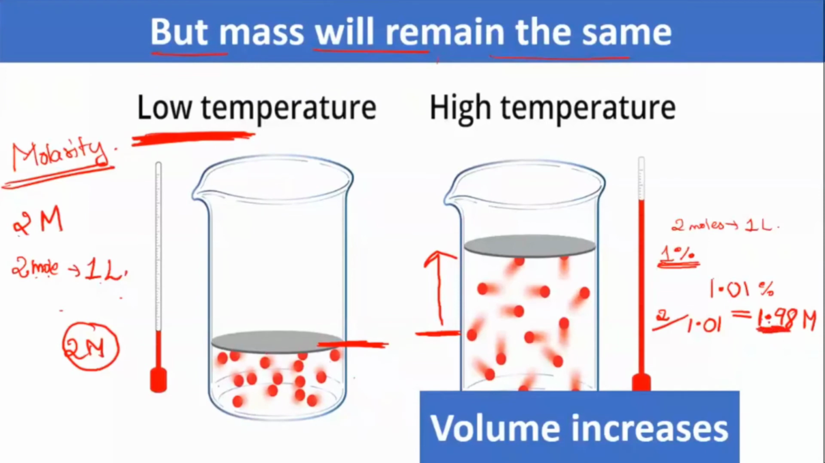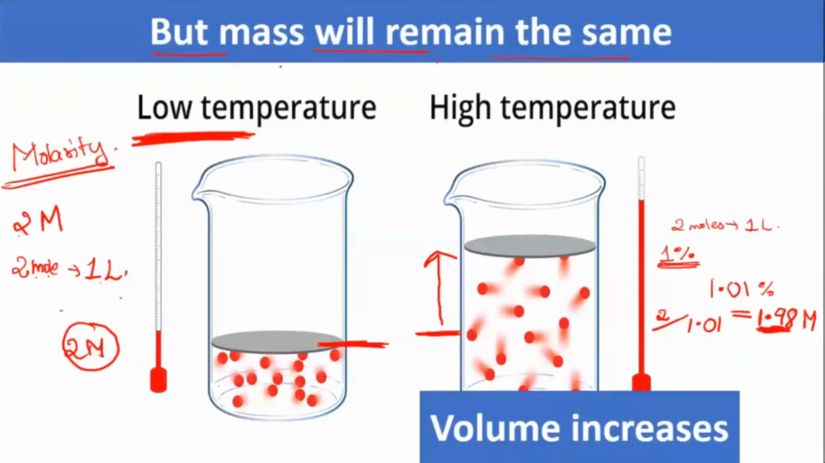So what has happened here? When the volume increases, the molarity is decreasing. See, a slight change in the temperature. When you prepare that same molar solution on a cold day, it remains 2 molar itself. But if you prepare the same thing on a warmer day, because of the increase in temperature the volume is increasing. That volume increase will lead to a decrease in the molarity. Slight change, 0.02 is the change, but still there is a difference.